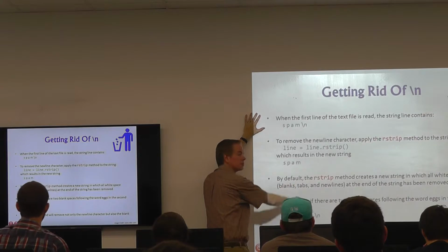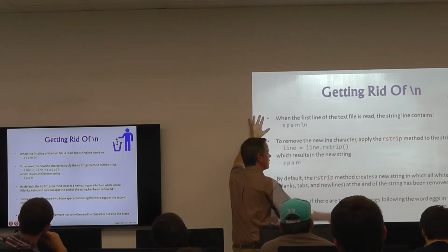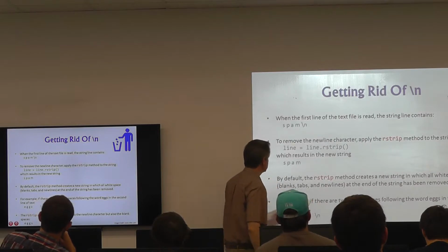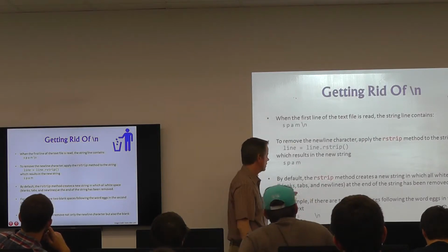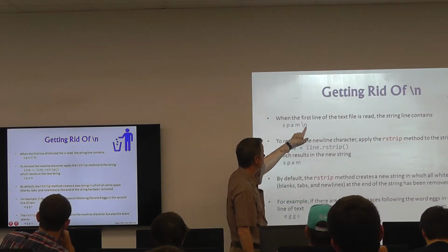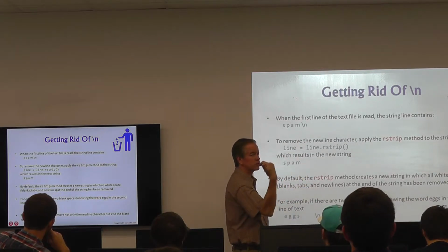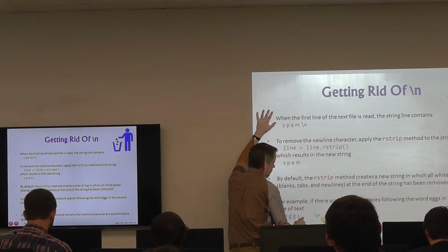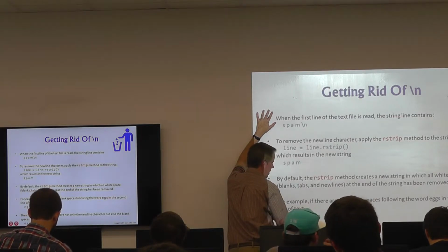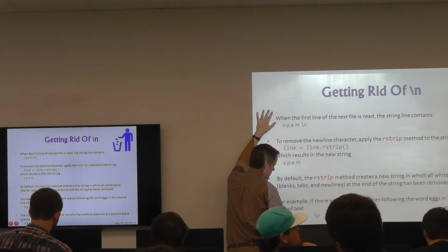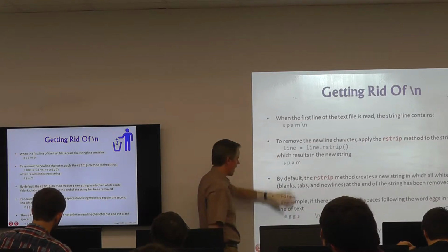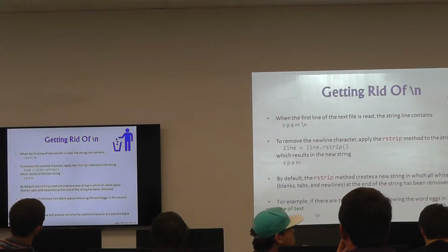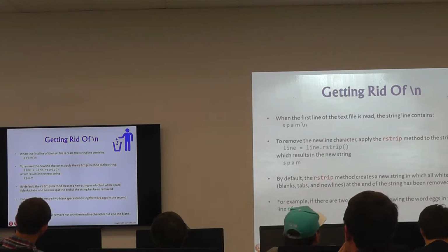By default, in other words, if you don't specify anything, the rstrip method creates a new string in which all the white space is removed from the end of the string. Now remember, white space is made up of blanks, tabs, and our old buddy Mr. Newline. Okay? So for example, if we've got eggs, blank space, \n, and we did an rstrip on this, we would end up with just eggs. So we do that, so we've got our little homework number 1 problem here. I wonder if we can do a better job of this.